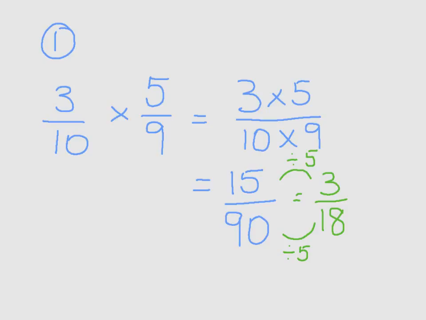Is this a fraction in its most simplest form, or can we find another common factor between 3 and 18? Yes, we can, because 3 and 18 are both in the 3 times table. So we can divide top and bottom by 3, and we get 3 divided by 3 is 1, 18 divided by 3 is 6. So 3/10 times 5/9 is 1/6.